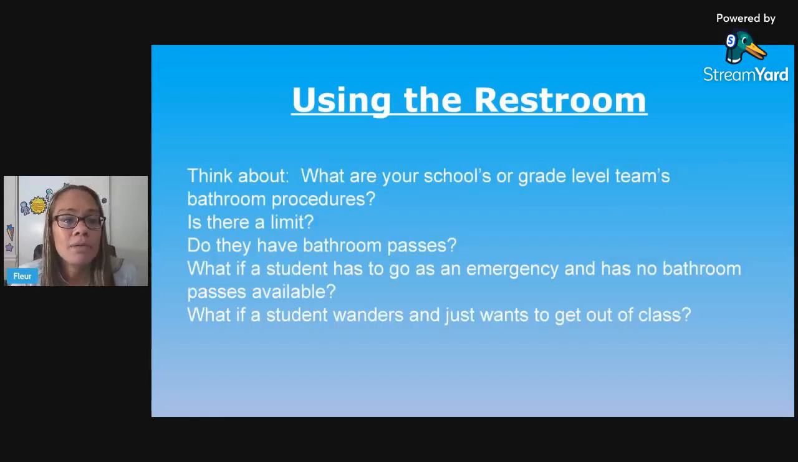All right, so things to think about. What are your school's or grade level team's bathroom procedures? Do they have a limit of bathroom opportunities? Do they have bathroom passes? What if a student has to go and it's an emergency but has no bathroom passes available? And what if a student wanders and just wants to get out of class? We've all had that, I'm sure.